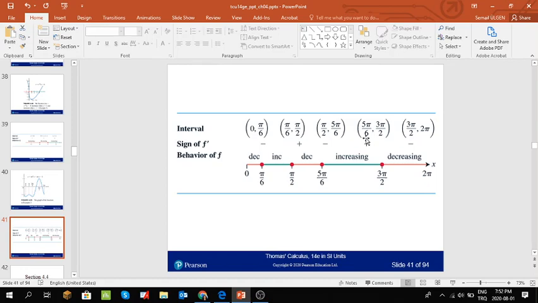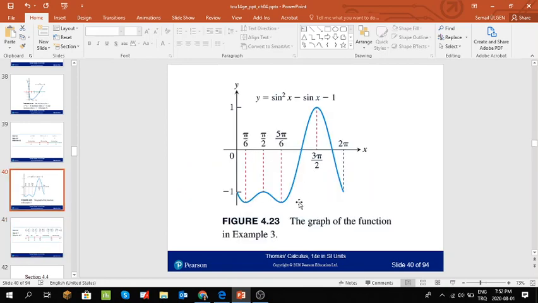And then in between, we use the first derivative test, and we find that the first derivative is negative in this interval, positive in this interval, negative in this interval, positive in this interval, and negative in this interval. And f prime being negative is going to make f decreasing. f prime being positive is going to make it increasing. And then we are going to come up with this picture actually.